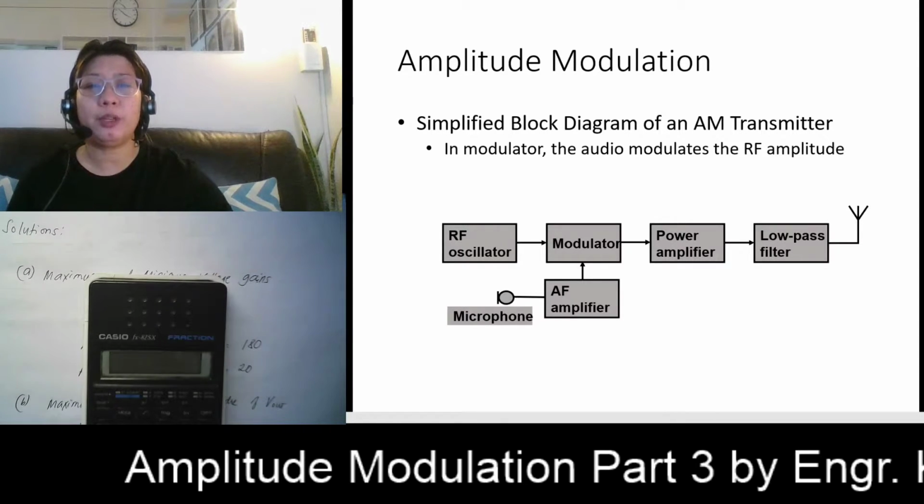After that, you have your power amplifier for strengthening your signal, and then you have your low pass filter to filter out unwanted signals. And of course, it will go through your antenna for transmitting that to an appropriate medium. Your medium can either be free space or it can be cables, etc.